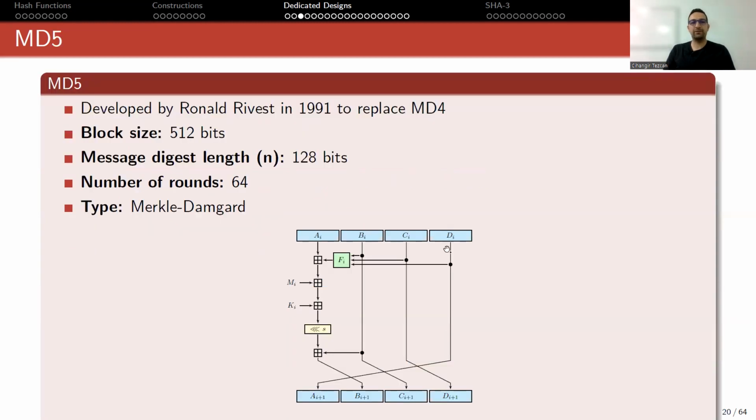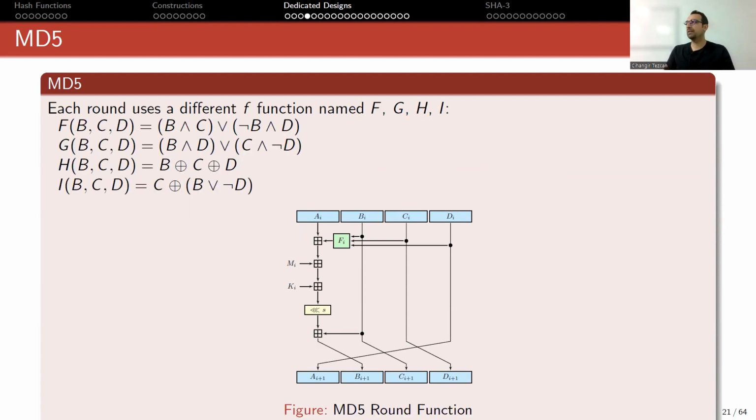So let's look at MD5. It was again developed by Ronald Rivest one year later to replace MD4. The picture is almost identical. As you can see, there's an extra addition here. And another change is that the number of rounds now is not 48, but 64. This is just to strengthen the algorithm, but the thing is that we can still break it.